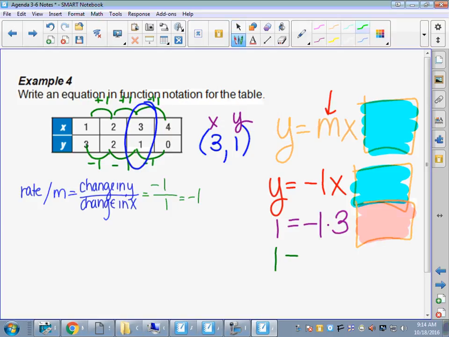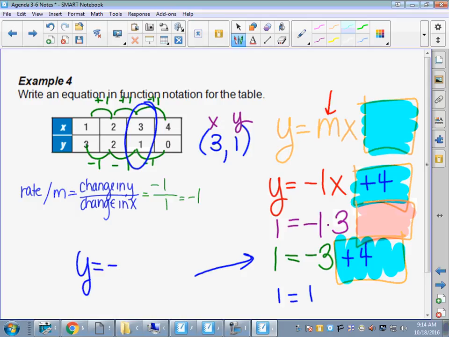So 1 equals negative 3? I totally disagree. What do you have to do to that negative 3 in order to make this a true statement, that it is equal to 1? 1 equals negative 3 plus 4. Would you agree with that? Right now it's 1 equals 1. So that means my equation is going to be y equals negative 1x plus 4, because the negative 1 is the slope. The plus 4 is how much we had to adjust.